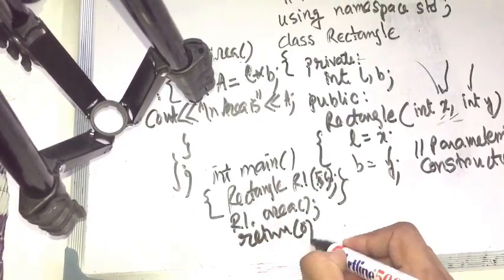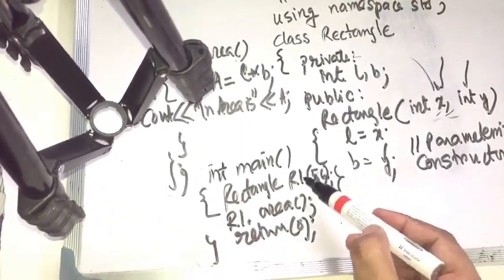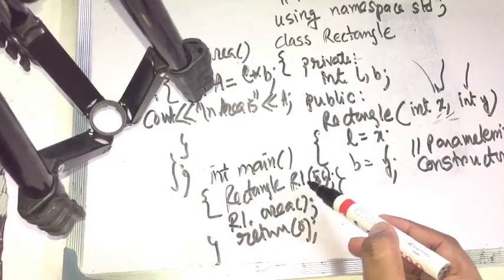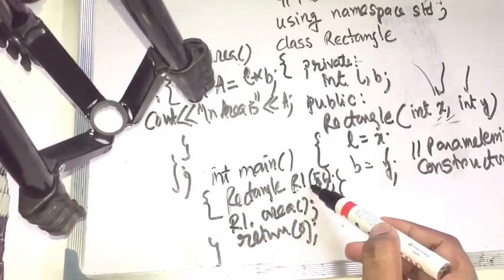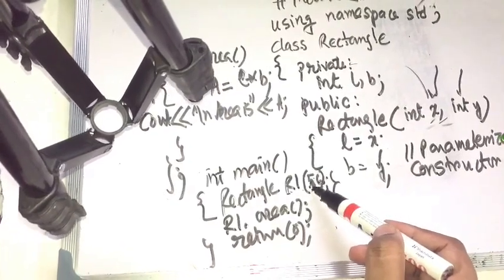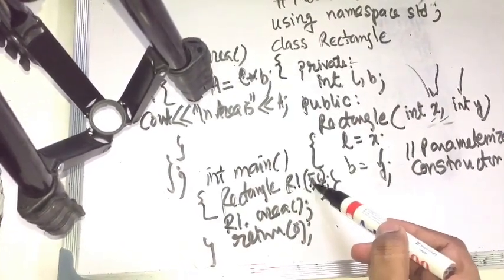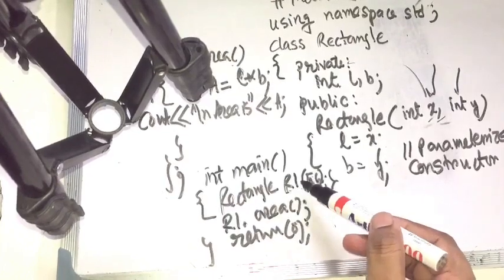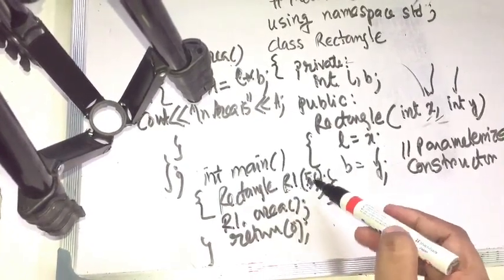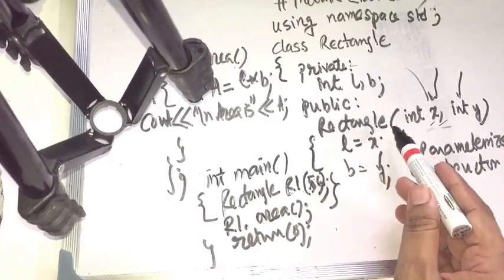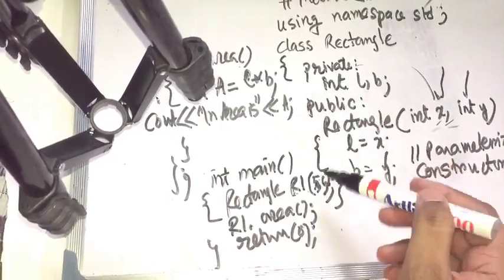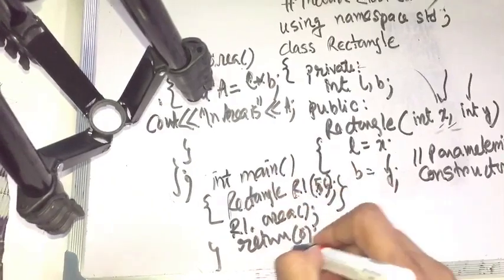So this is the simple concept of parameterized constructor. When an object is created, it can take parameters. This parameter is known as a parameterized constructor, because this parameter is used to transfer the values to the constructor, x and y, and this constructor is used to assign the values to the data members L and B. So this is known as a parameterized constructor.